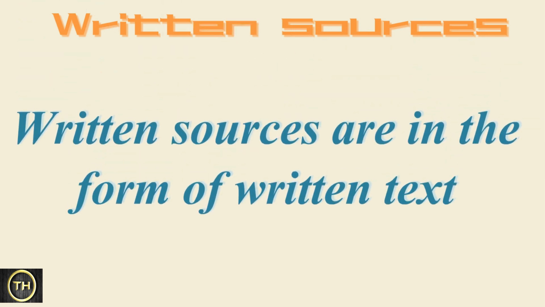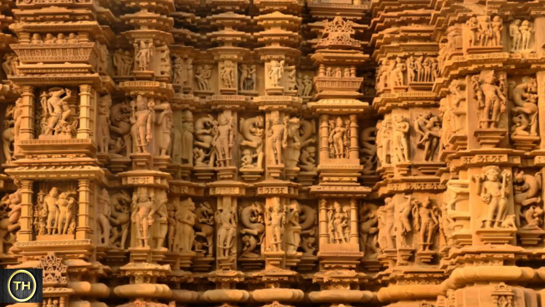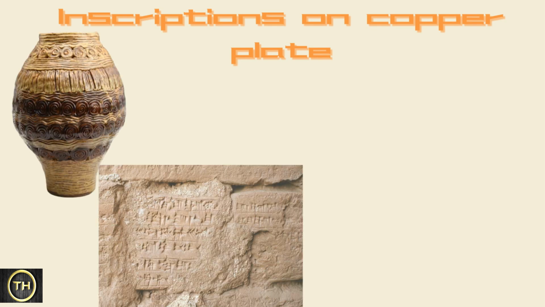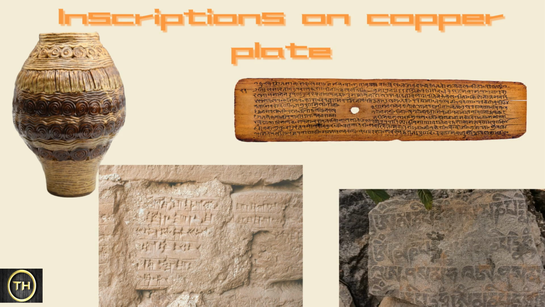Now we will learn about written source. Written source are in the form of written text. Written source of history include inscriptions carved on temple walls, walls of rock-cut caves and rocks, inscriptions on copper plates, pots, bricks, and on writing sheets made from palm leaves and birch bark, etc.